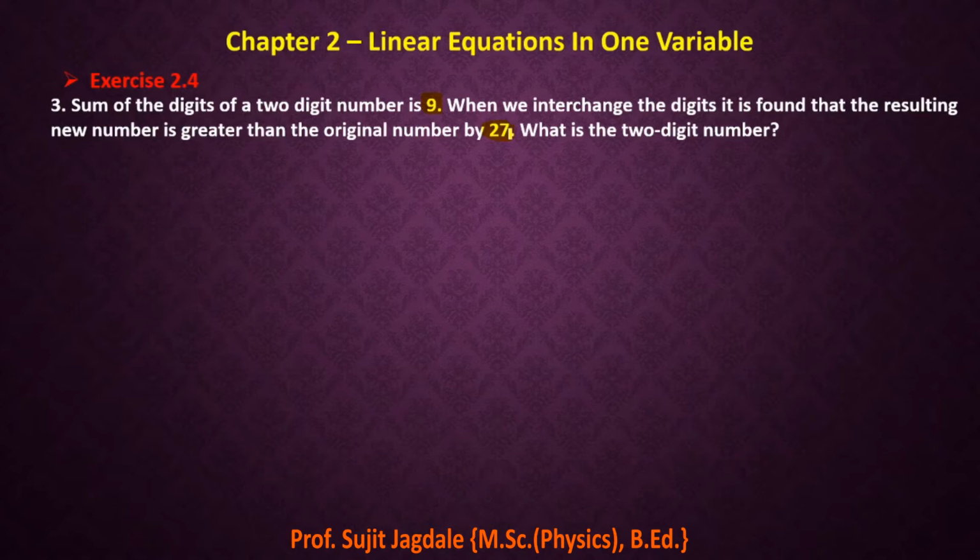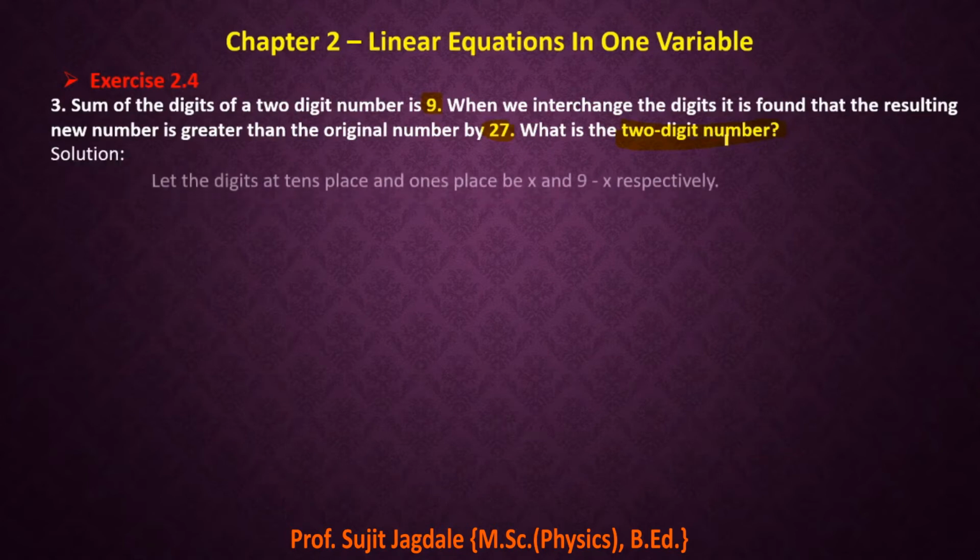That means we can change the position of those digits. The tens place digit can be shifted to the units place and the units place digit can be shifted to the tens place. After that, the number obtained is greater than the original number by 27, and we have to find out that 2-digit number. So what is the 2-digit number?